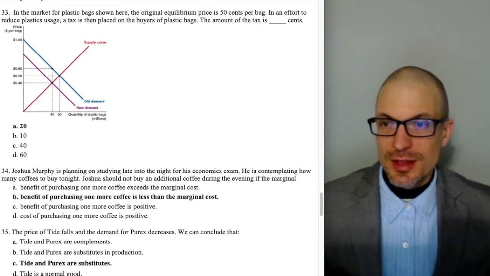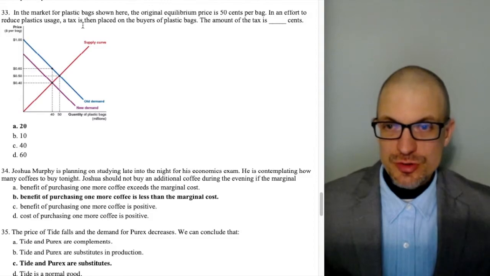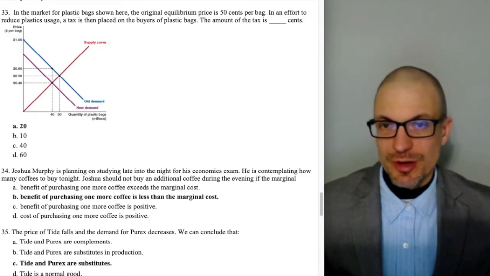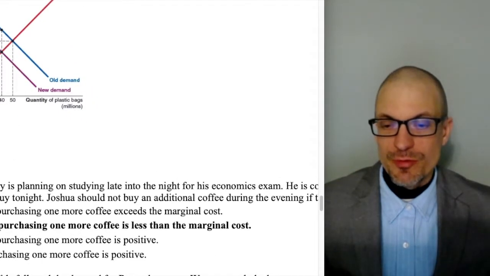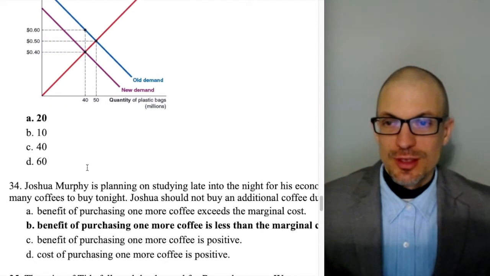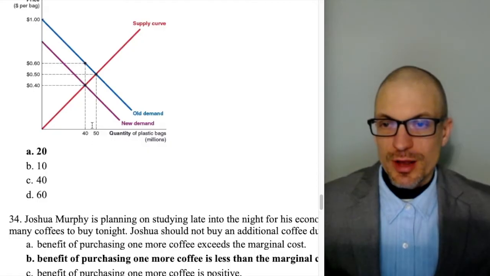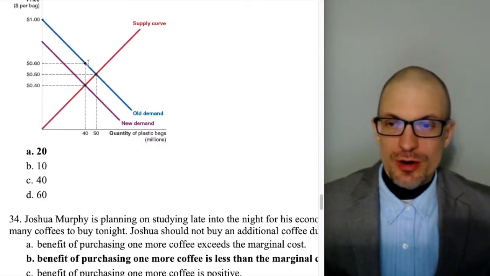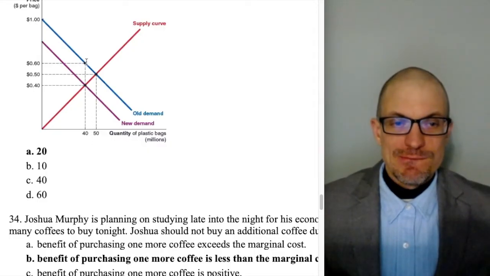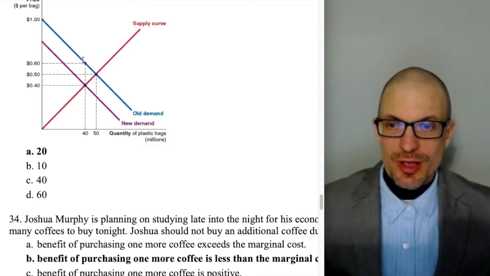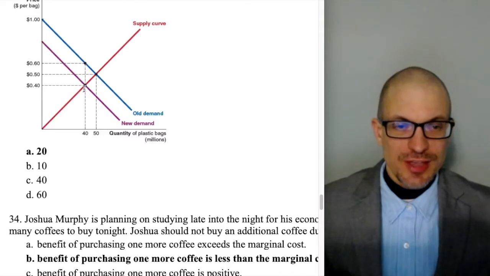All right, so in the market for plastic bags shown here, the original equilibrium is 50 cents per bag. In an effort to reduce plastic usage, a tax is placed on buyers of plastic bags. The amount of the tax is how much? All right, so remember from before we said we could find the tax because it's going to be where the difference between the vertical height of the demand curve and supply curve is exactly the size of the tax.